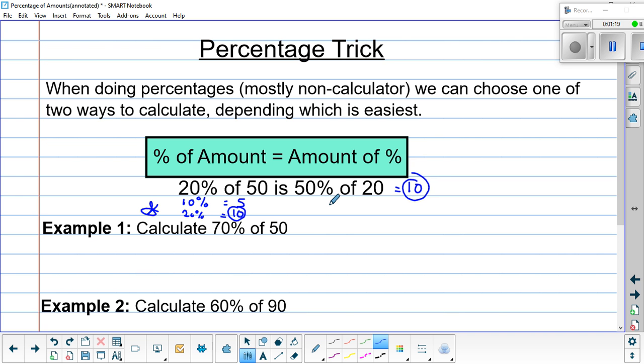So let's look at where this can be handy. 70% of 50. Well, I don't know 70% of 50. That is kind of hard for me. So I'm going to try what's 50% of 70. Well, half of 70 is 35.